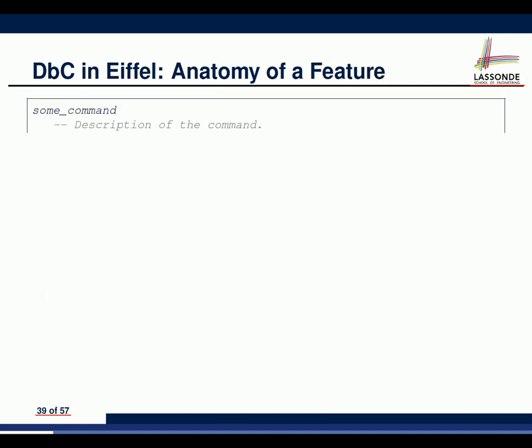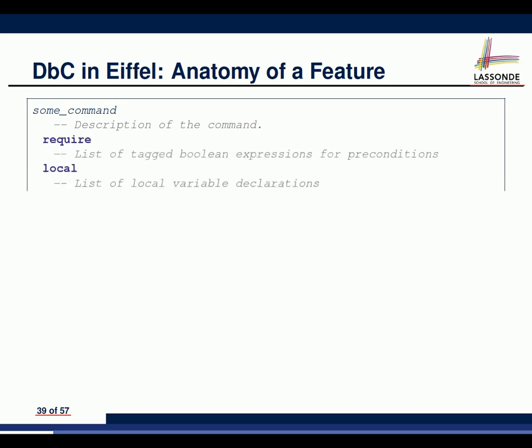Okay, after that, anatomy of feature. So for the rest of the course, whenever I talk about command, I mean mutator. When I talk about query, I mean accessor. Okay, just different terms. So now here's a general structure for a command. You can have require, and you can have local.